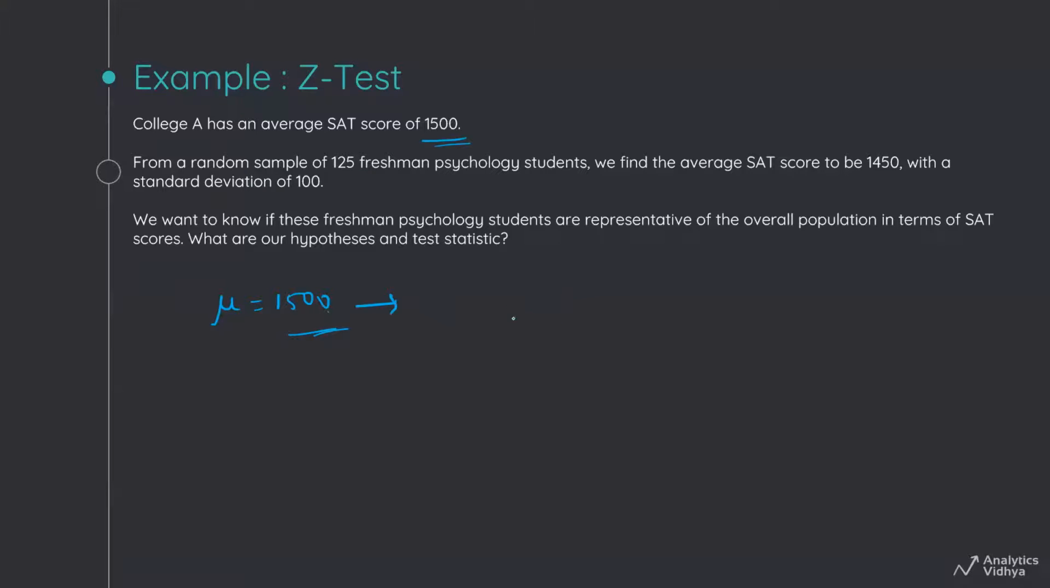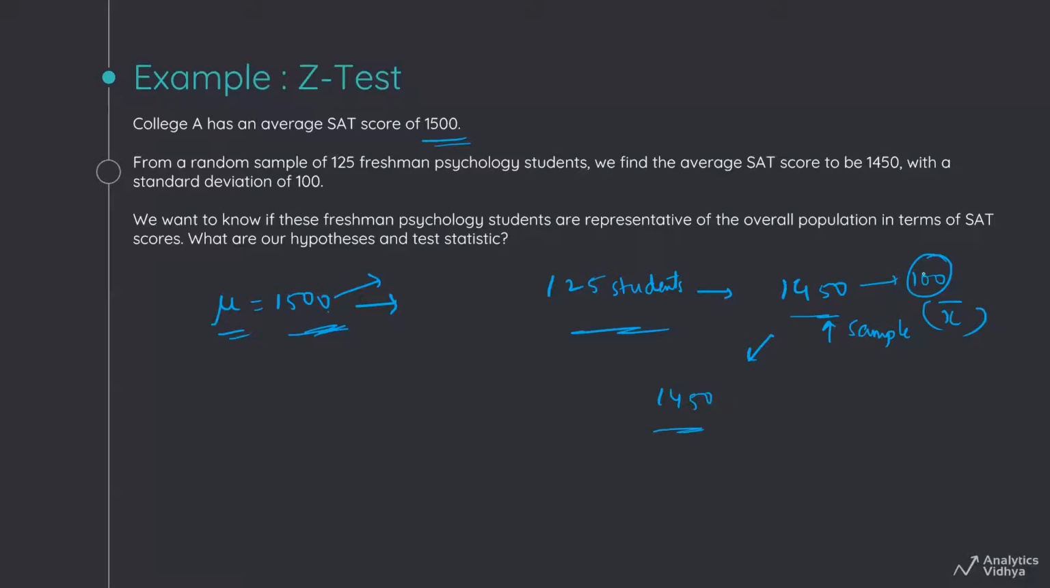As part of the experiment, you have identified 125 students, and you have seen that their average is 1450. Now this is my population mean, and this is my sample mean. I denote it by x bar, and this by mu. And you know that the standard deviation is 100 for this sample. What does this mean? On average, this becomes the representative of the 125 students, right?